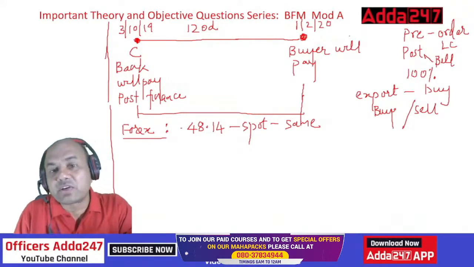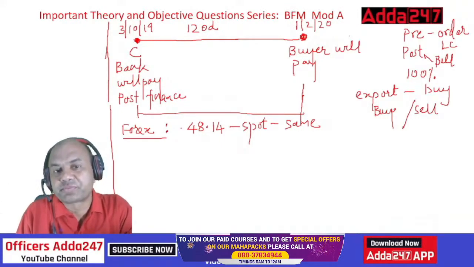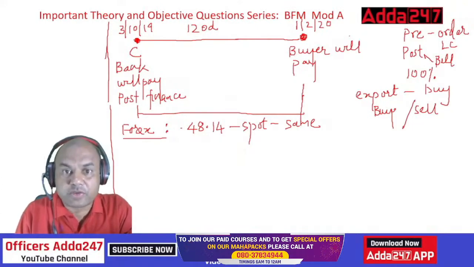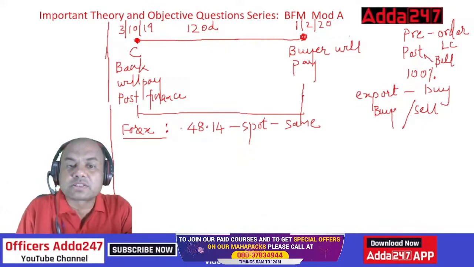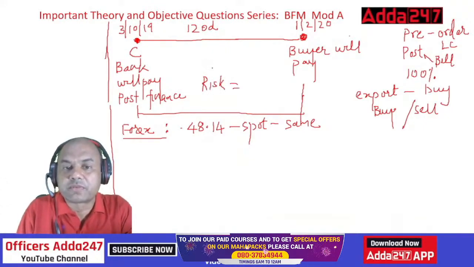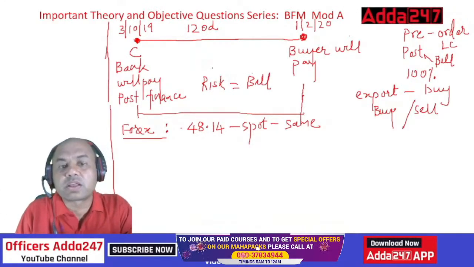But right now what is happening? The buyer will be paying after 3 months, 4 months. So this is the risk which I am taking. Whenever I am taking the risk, for 4 months I am financing as a bank, I will always be applying the bill rate. So what is the bill rate now? How to calculate the bill rate?